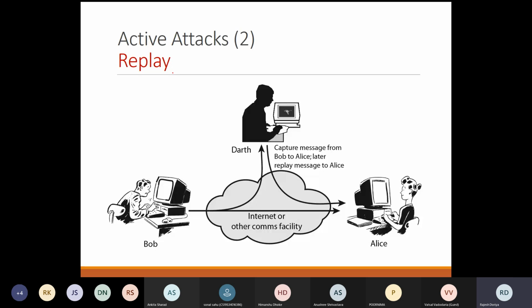Then this is the second type of active attack, which is called a replay attack. In this case, Darth has intercepted the communication between Bob and Alice. After intercepting, let's say it has captured some messages sent from Bob to Alice, and then Darth is replaying that message again and again as per his will. So this is called a replay attack, where some message has been captured and then, as per his intention, the same message is being replayed to Alice.